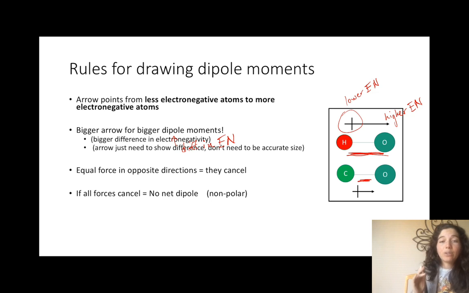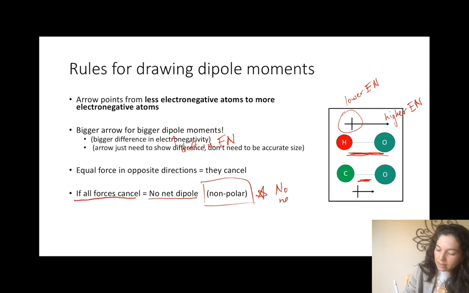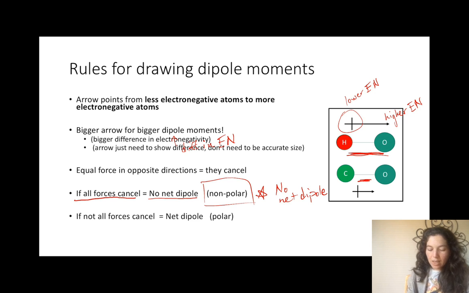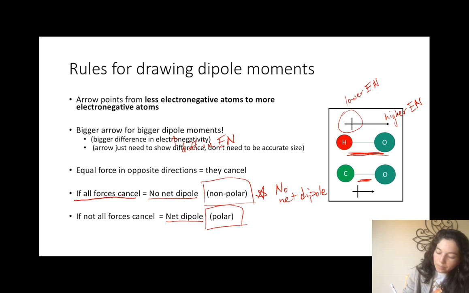Okay, so this is where we have a new definition. If all of your forces cancel out, you have no net dipole. And we call this term nonpolar, where there's no net dipole. So go ahead and write this down. This is very important. If all of your forces in your molecule do not cancel, there is a net dipole, then we call this molecule polar. So there is a net dipole. So this would be a nonpolar molecule, and this would be a polar molecule.